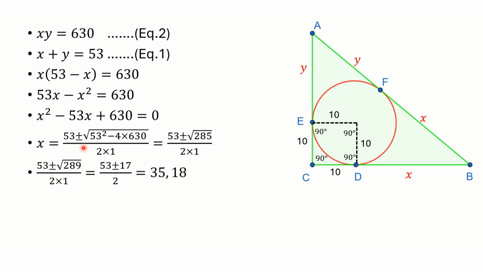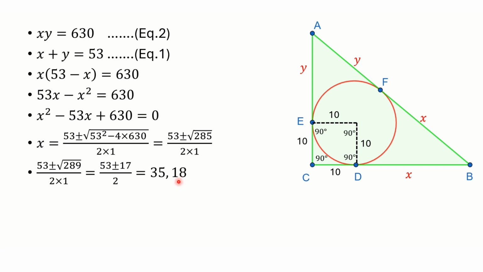If you simplify this, this will be 289. So 53 plus minus the square root of 289, divided by 2, and the square root of 289 is 17. If you take the plus sign, this is 53 plus 17, that is 70, divided by 2, that is 35. And similarly 53 minus 17, that is 36, divided by 2, which is equal to 18. So now I have two roots for this equation. The first root is 35 and another root is 18.